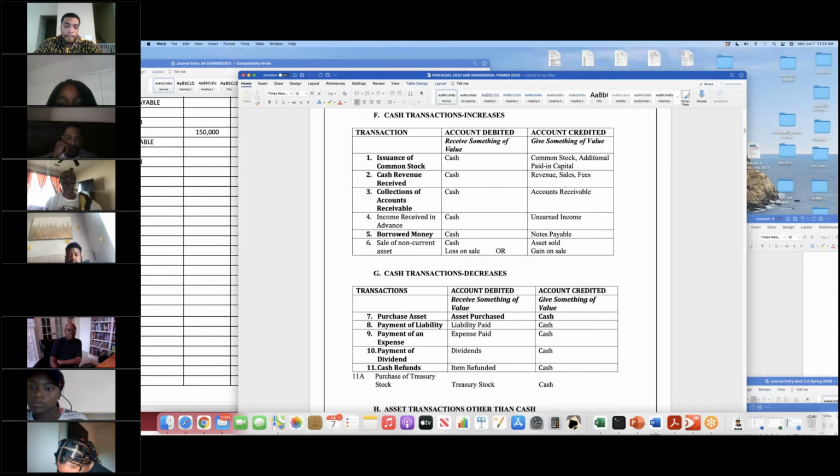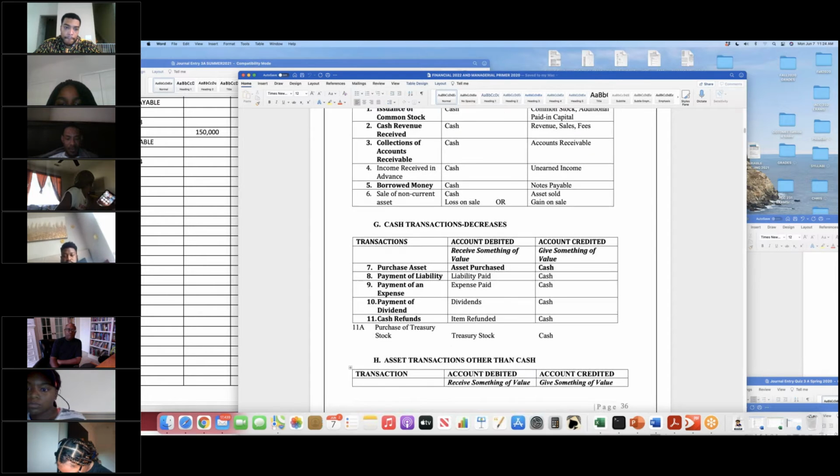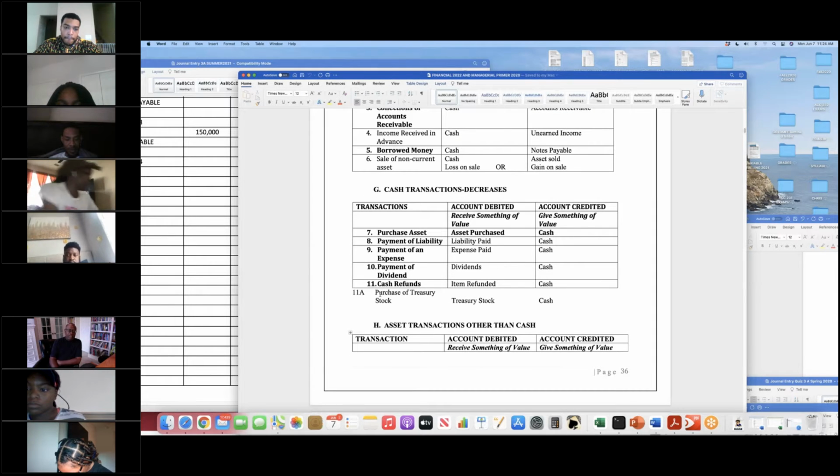When cash comes in, it's a 1 through 6. But we were paying cash out, so it has to be 7 through 11. You pay the dividend, so which one of these is it? It's cash, 10. So in a 10, what do we debit? What account? Dividends. And what do we credit? Cash. Okay, so see that? Account debited, account credited.